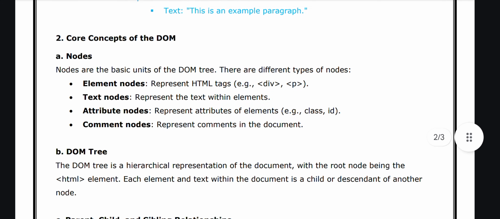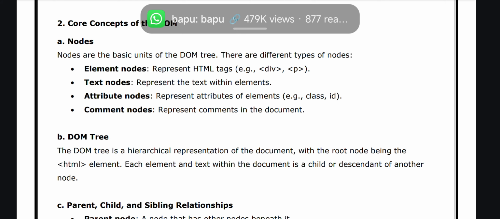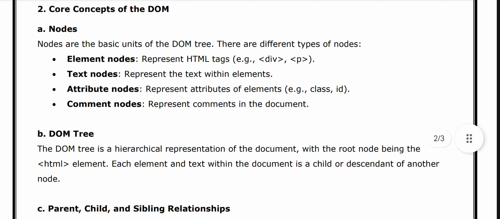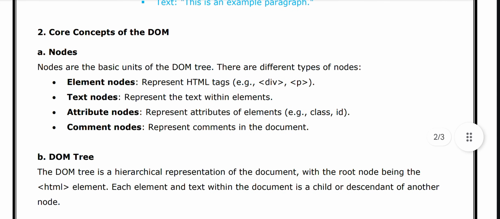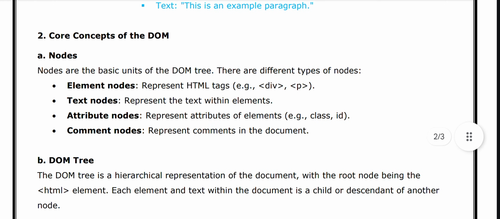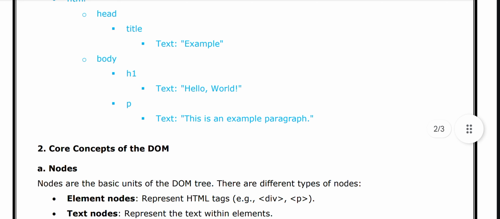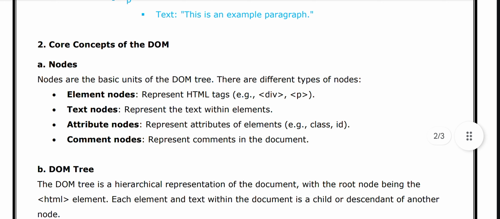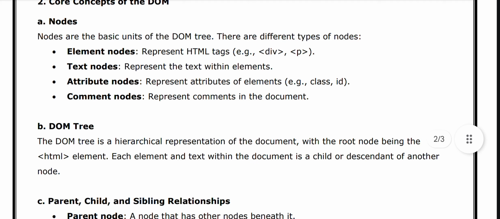There are core concepts of DOM like nodes. Element nodes represent HTML tags like the div tag, paragraph tag, image tag, audio tag, and other things. Next is the text node. It represents the text within the elements, like here the example and hello world. These are the text nodes. Then attributes represent things like class and ID on elements such as the H1 and P tags of HTML. Third is the comment node. These are used for giving comments in our documents, which we can give anywhere.